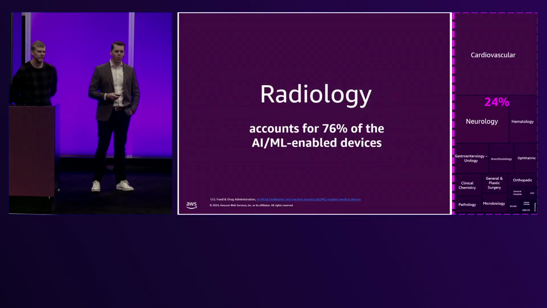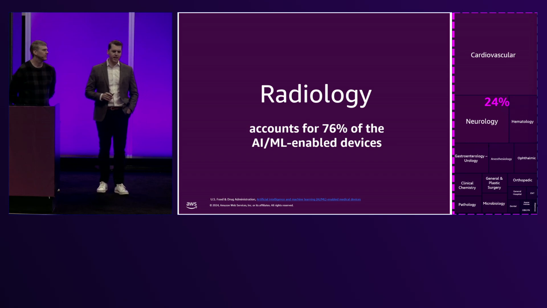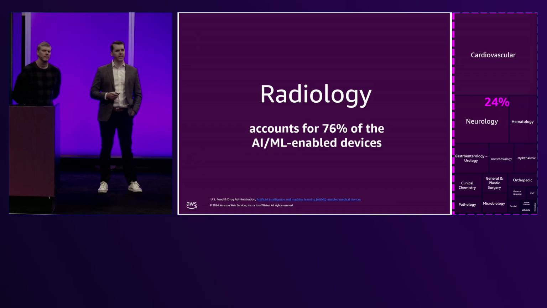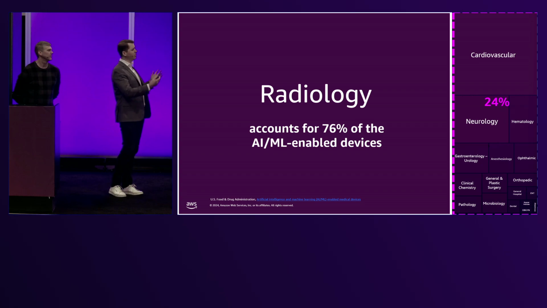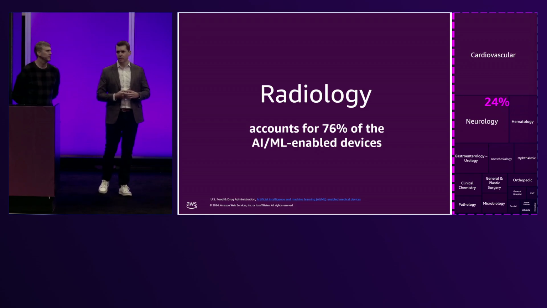So why radiology, out of all the things we could talk about in healthcare and life sciences? What's really interesting is that as of August this year, the FDA has a list of AI/ML-enabled medical devices, and at that time it totaled, I think, 950 devices. What this slide shows is a visual representation of all those AI/ML-enabled devices. 76% of those fell into the radiology and medical imaging category. And there are a lot of different reasons for that.